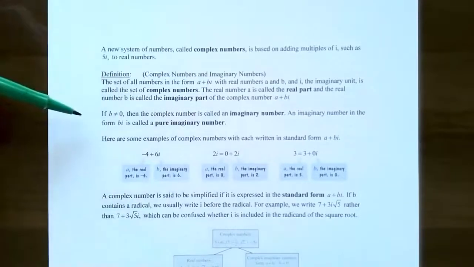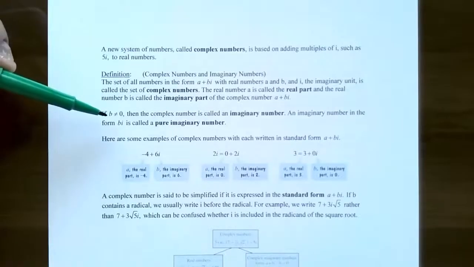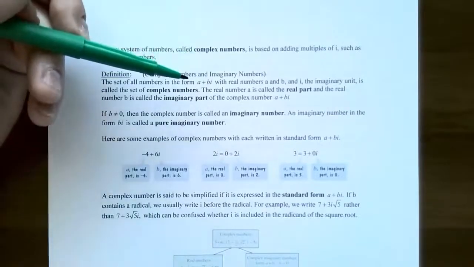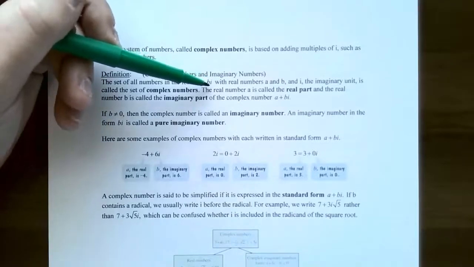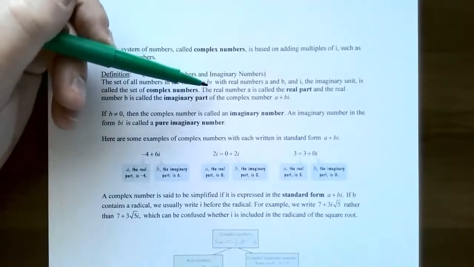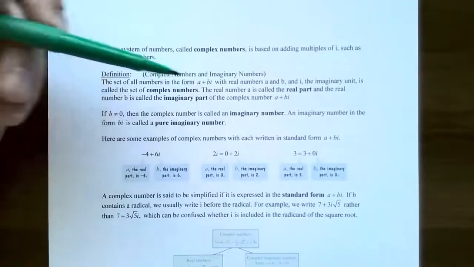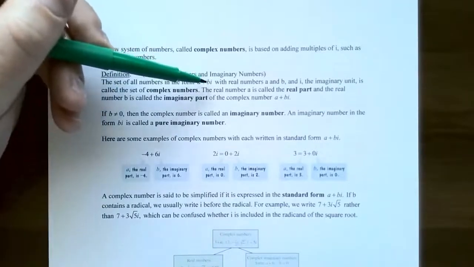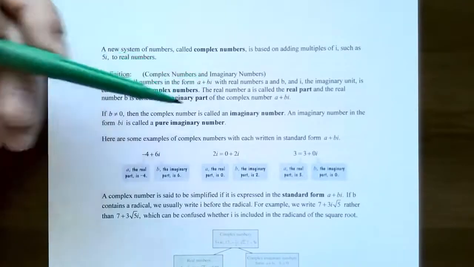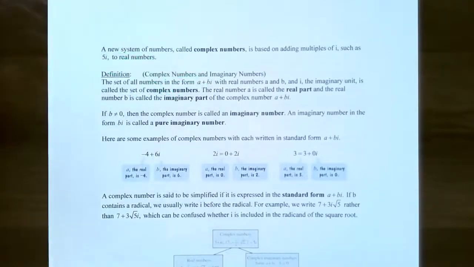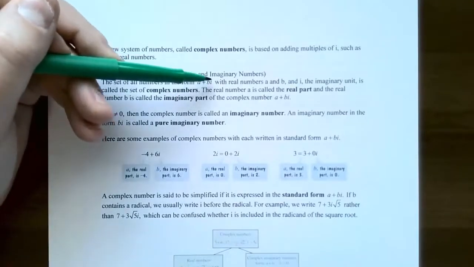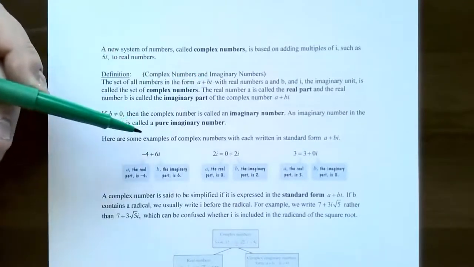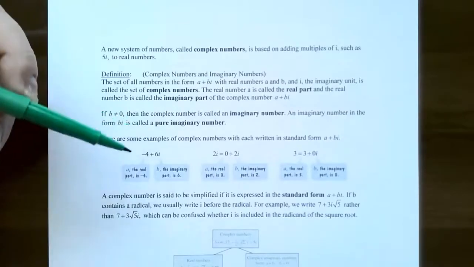If b is not zero, then you will always have a complex number or imaginary number, because if b is zero, you won't have an i term, a term involving the imaginary unit. You'll just have the real number. So if you have a b that's not zero, then you will have an i term, which means you have imaginary numbers. If a was zero, and you only have a number times i, this is called a pure imaginary number, because it's involving imaginary numbers only.